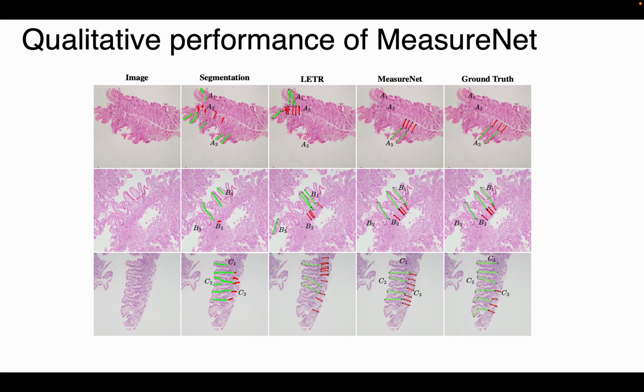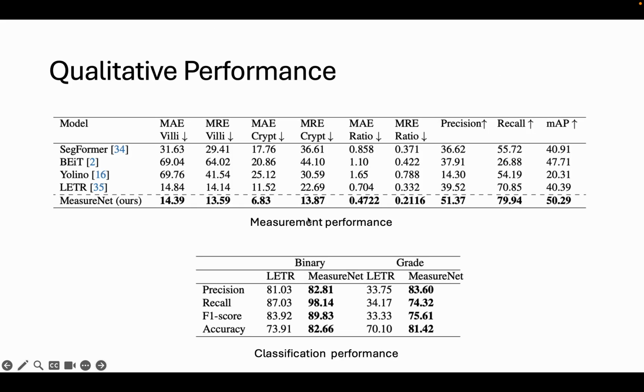These are the qualitative performance of the MeasureNet. You can see that it is way better than the segmentation based approaches, and even the closest baseline, which is LETR. Quantitatively also, we are way better than the closest baseline.